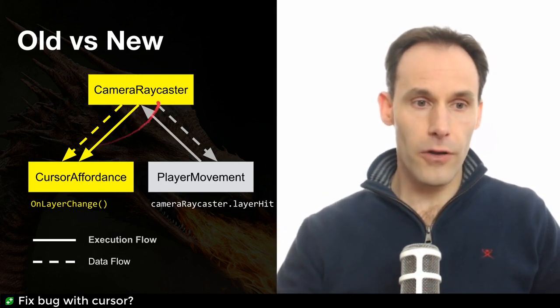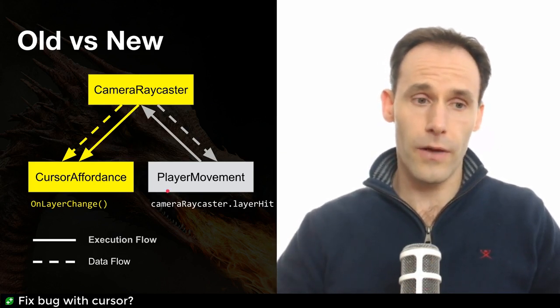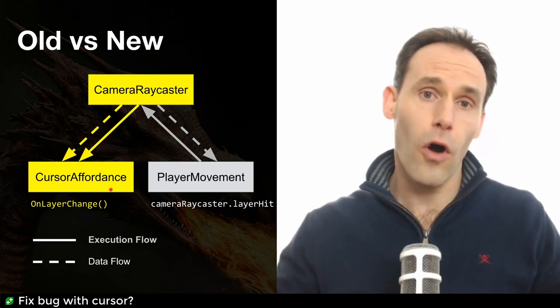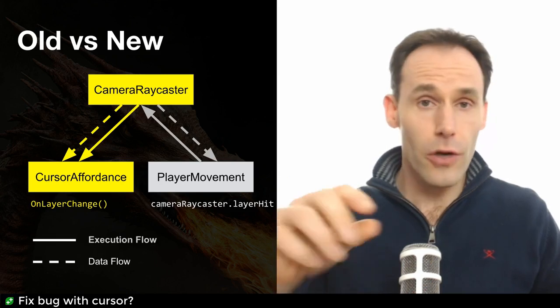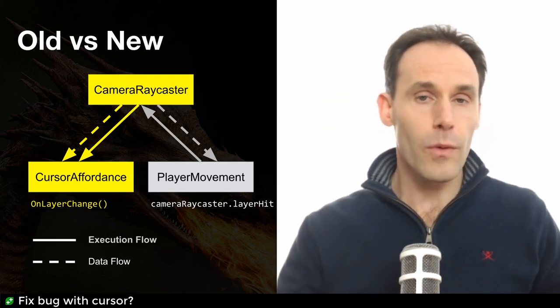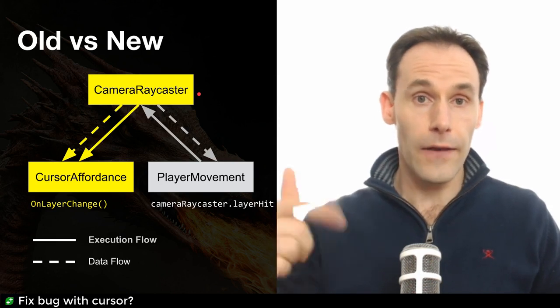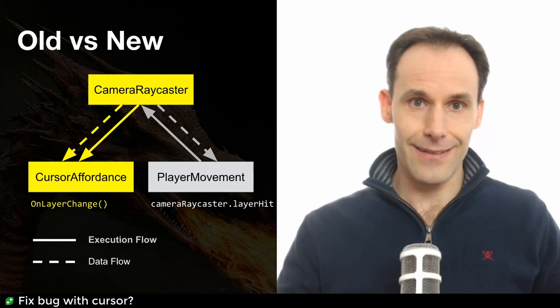We wanted to be able to reverse this dependency so that the camera raycaster doesn't need to know anything about the existence of cursor affordance whatsoever. And we want to be able to add as many other things like cursor affordance, like a sound. Maybe when you hover over loot, it makes a clinkling sound, or you hover over an enemy, it shows the enemy name in the UI. But we want to be able to add that functionality without changing camera raycaster at all. And the only way to do that is to use something called delegates in C#.